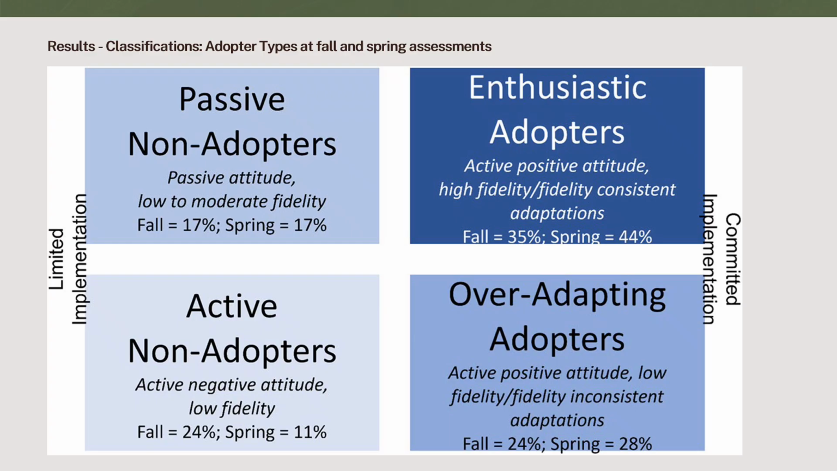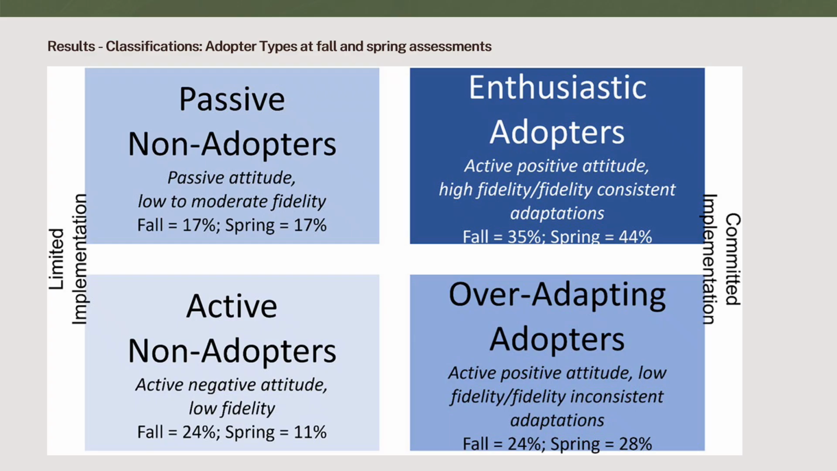The categories formed by the teacher's fidelity, attitude, adaptations, and influence consisted of 4 adopter types. Enthusiastic adopters have an active, positive attitude and high and consistent fidelity. Over-adapting adopters have an active, positive attitude but have low or inconsistent fidelity. In contrast, passive non-adopters have a passive attitude and low to moderate fidelity. Finally, active non-adopters have active negative attitudes and low fidelity.